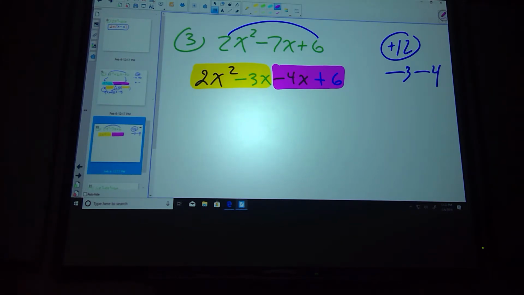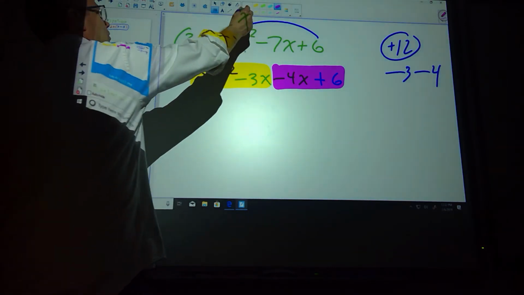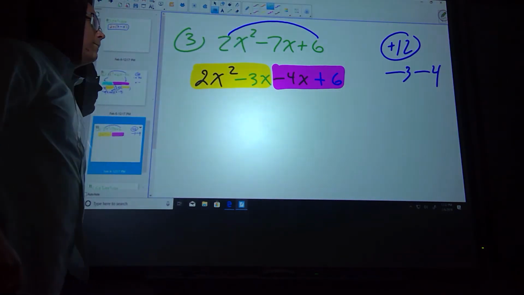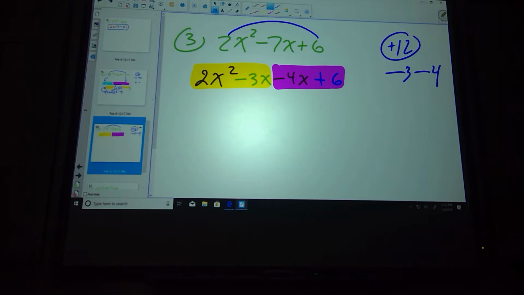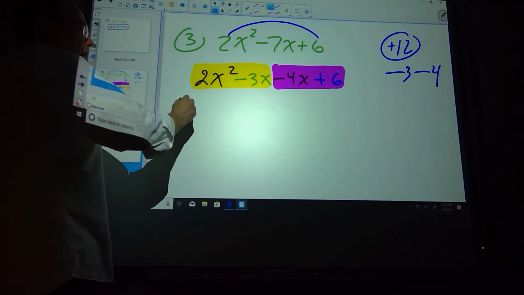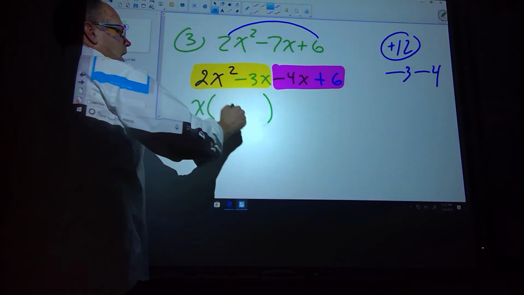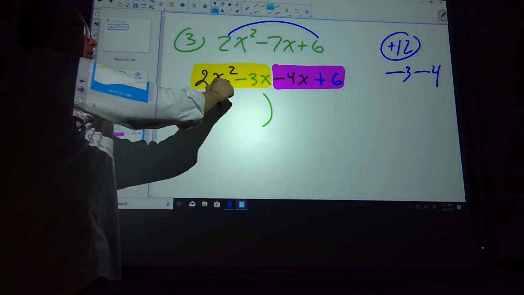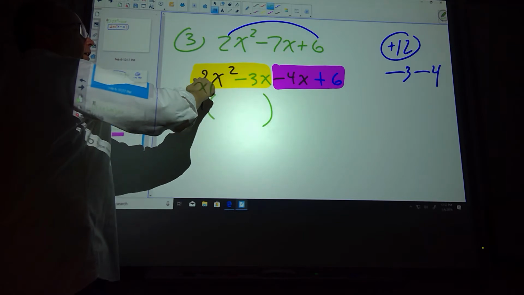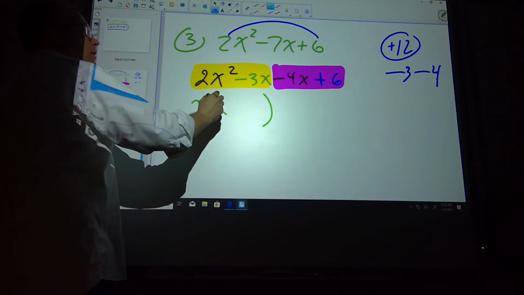So all I want to do right now is just look at the yellow. So I have a 2 and a 3. So is there a number value between 2 and 3 I could factor out? No. Okay, so you feel good about that so far? I also have an x squared and an x in the yellow. So is there an x value I can factor out? What do you think the x value would be? X. If I factor an x out of this, what do I have left? 2 and an x?